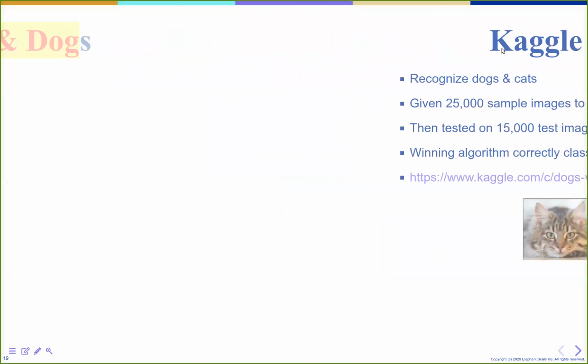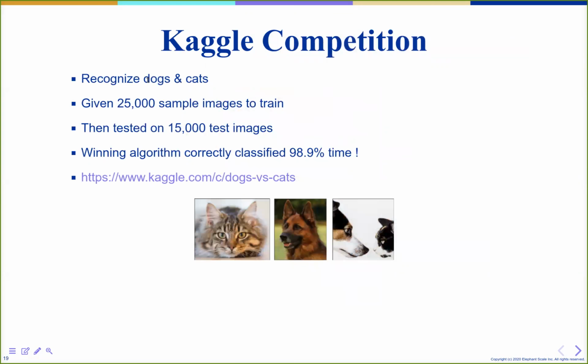One of the Kaggle competitions gave 25,000 images for your algorithm to train on, and they tested the algorithm on 15,000 separate images. As you can see, the winning algorithm is 99% accurate. That is unheard of. 10 years ago, an image recognition algorithm scoring 99% was unheard of. Why? Because the algorithms have improved so much in the last few years.